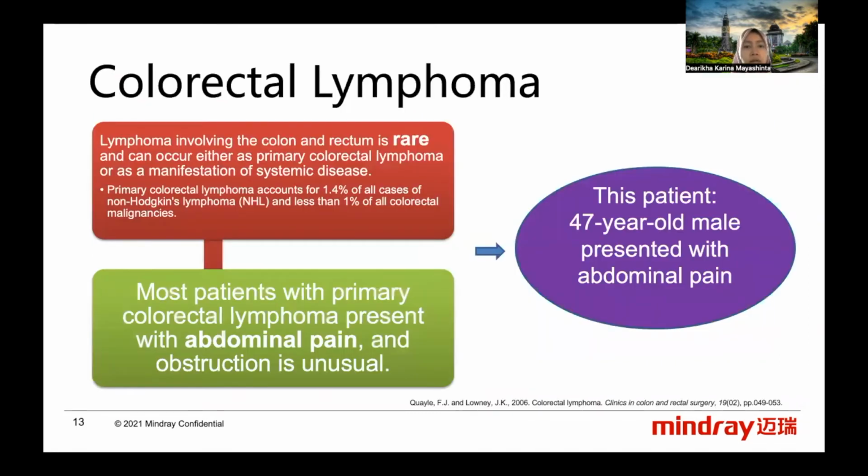Lymphoma involving the colon and rectum is rare and can occur either as primary colorectal lymphoma or as a manifestation of systemic disease. Primary colorectal lymphoma accounts for 1.4% of all cases of non-Hodgkin lymphoma and less than 1% of all colorectal malignancy. Most patients with primary colorectal lymphoma present with abdominal pain, and obstruction is unusual. This is in accordance with what happened to this patient, who came to the hospital complaining of abdominal pain.